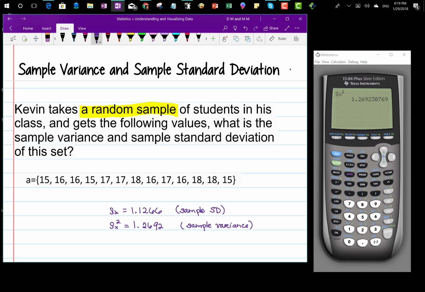Now the units, let's see. Well, he doesn't tell us what the units are. It just says he takes a random sample of students in his class. It doesn't tell us what he's asking. But if we did know the units for this data set, the sample standard deviation has the same units as the mean. But our sample variance is the square of whatever that is.